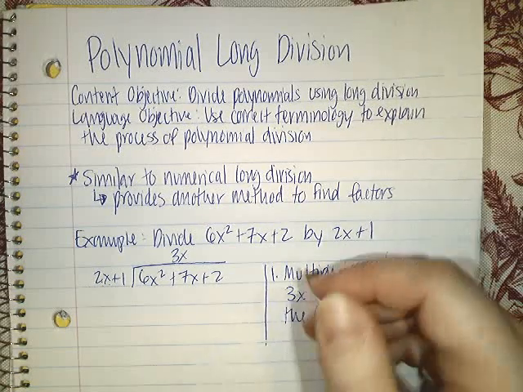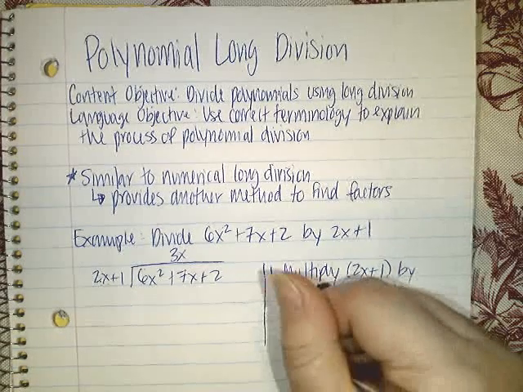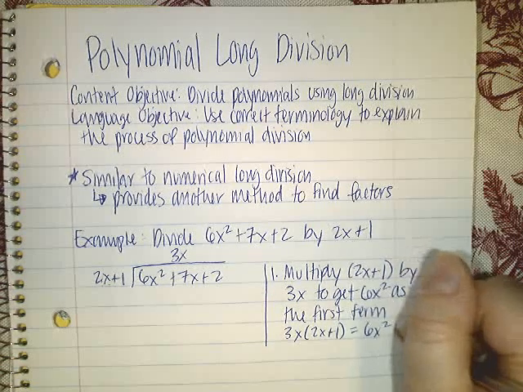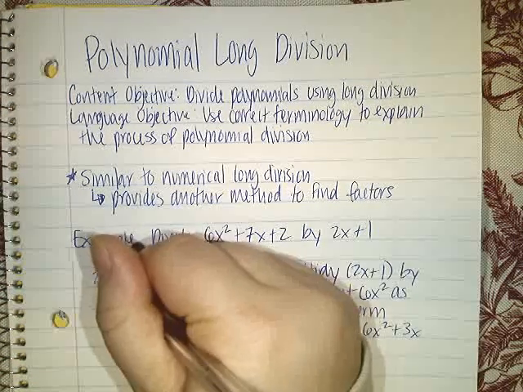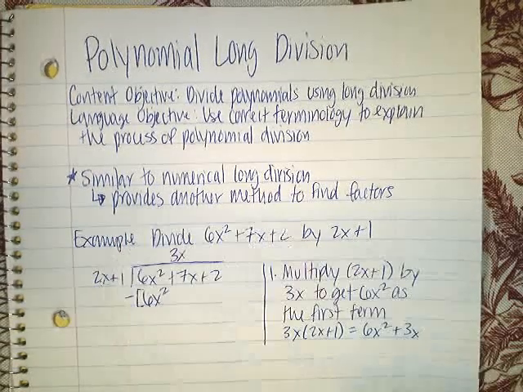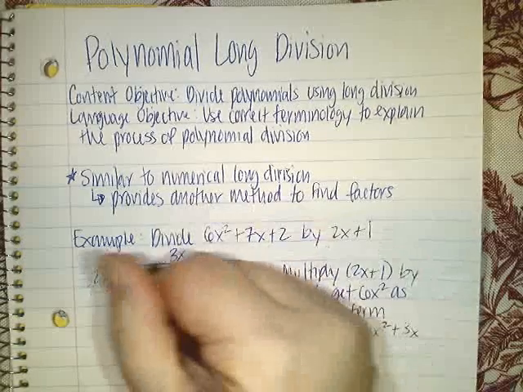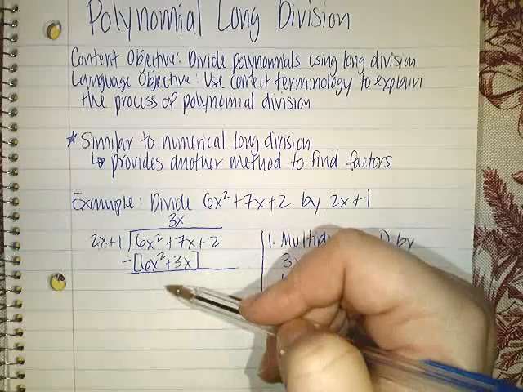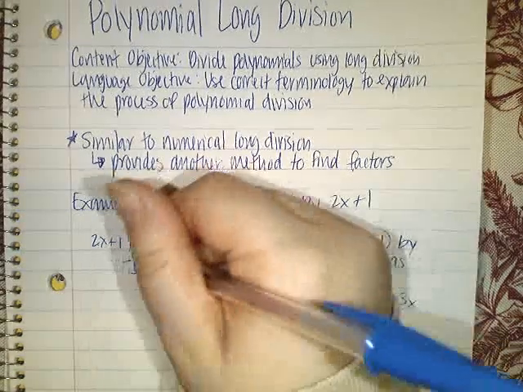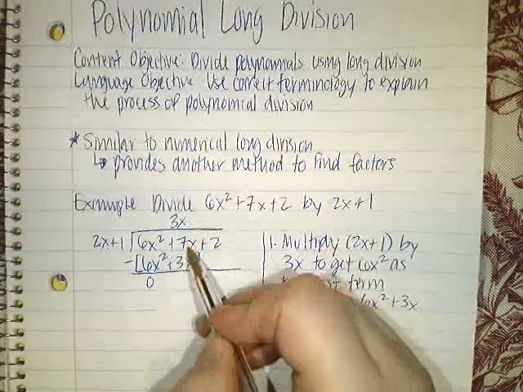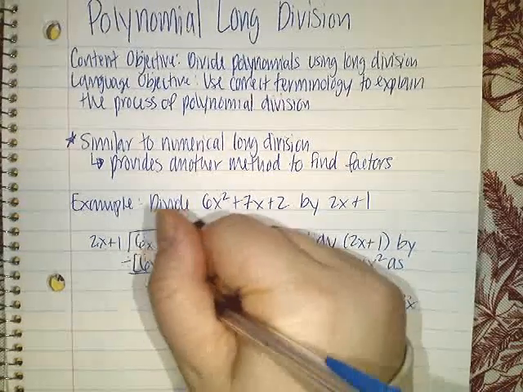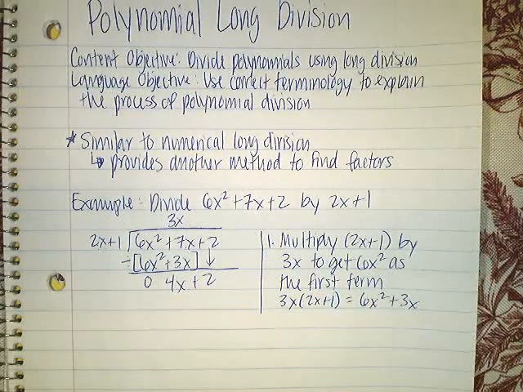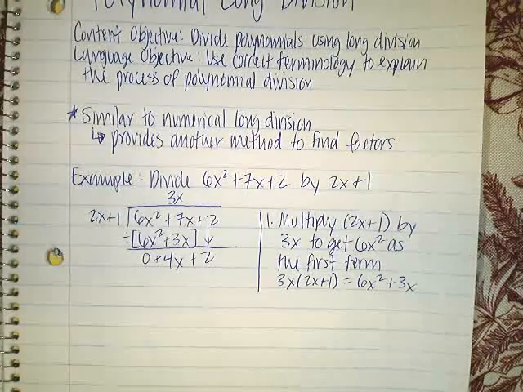So I'm going to multiply, I'll do this math right here. I have 3x times 2x plus 1, and I get 6x squared plus 3x. So this is going to go here. I'm going to do minus 6x squared plus 3x, and I'm going to subtract it down. If you want to change both signs here as you do this, you can, because you need to subtract everything down. So 6x squared minus 6x squared is 0. 7x minus 3x is going to be 4x. And then the 2 just comes down. So now I have 0 plus 4x plus 2.